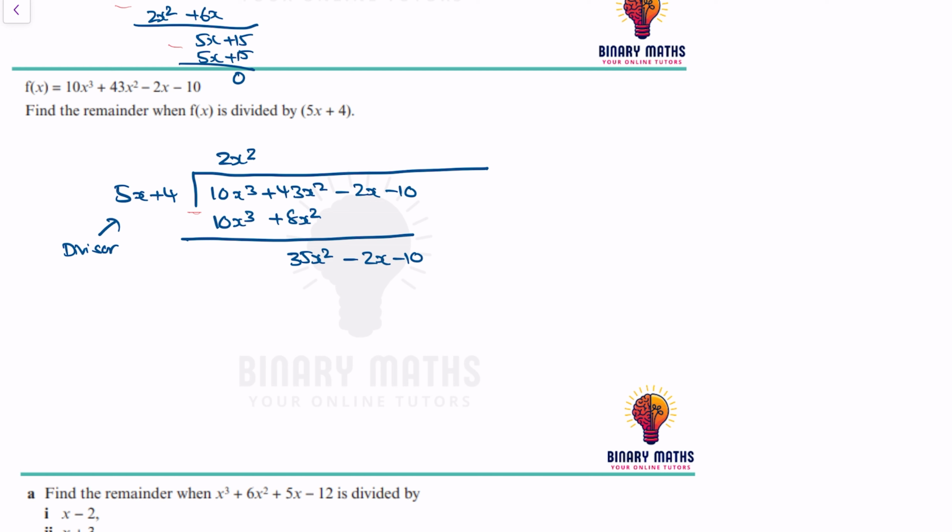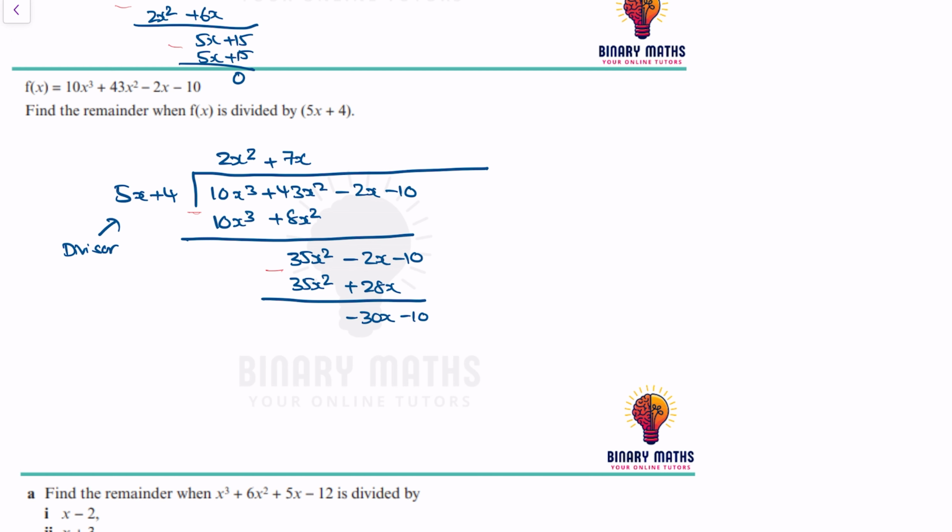5x times what gives me 35x squared? It must be plus 7x. So 7x times 5x gives me 35x squared. 4 times 7x gives me 28x. Now I'm subtracting it again. When I subtract it, the first term again disappears. Minus 2x take away 28x is minus 30x, take away 10.